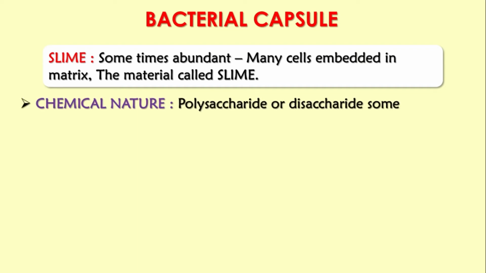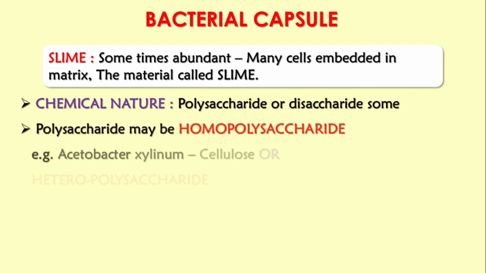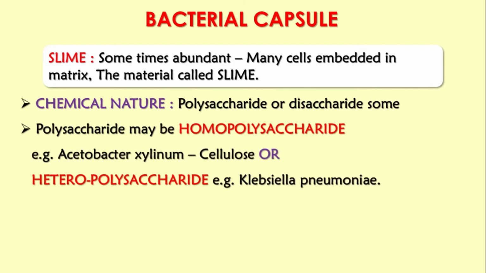Now let us see the chemical nature of the capsule. The major chemical component of the capsule is polysaccharide in nature. It may be either a homopolysaccharide or a heteropolysaccharide. One of the best examples I have mentioned here is Acetobacter xylinum, which possesses a capsule made up of cellulose, a homopolysaccharide, while the heteropolysaccharide capsule is mainly seen in Klebsiella pneumoniae.